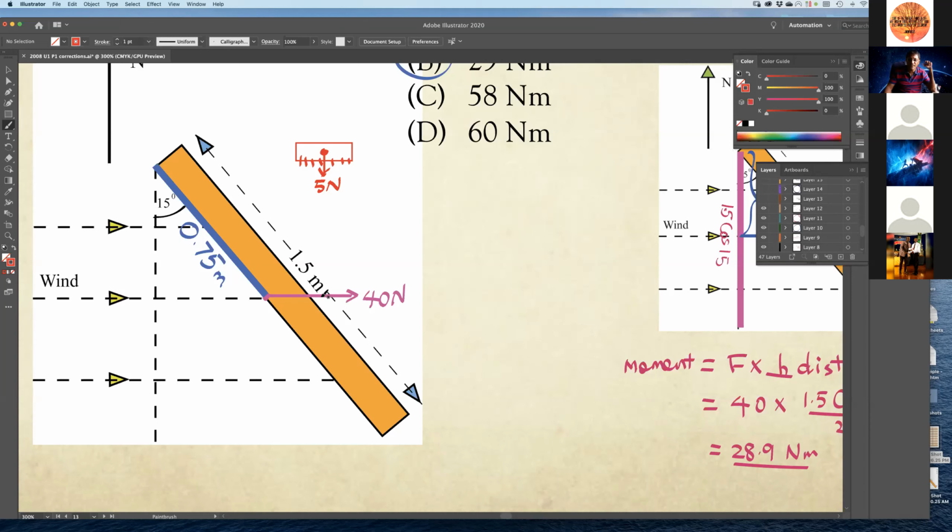So we can represent the entire weight of the wind as if it was acting smack in the middle here. Everybody clear on that concept?